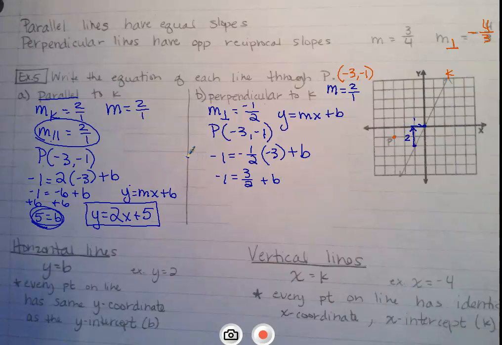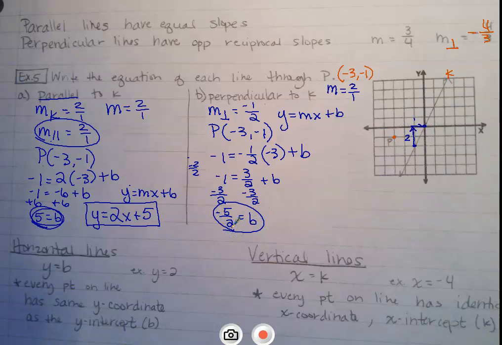So what do we do? Don't tell me b equals. These are being added, so I need to subtract. I'm going to subtract 3/2. We can combine these. What is -1 minus 3 over 2? We need the same denominator, so this would be -2 over 2. What's -2 over 2 minus 3 over 2? So negative 5 over 2 equals b.